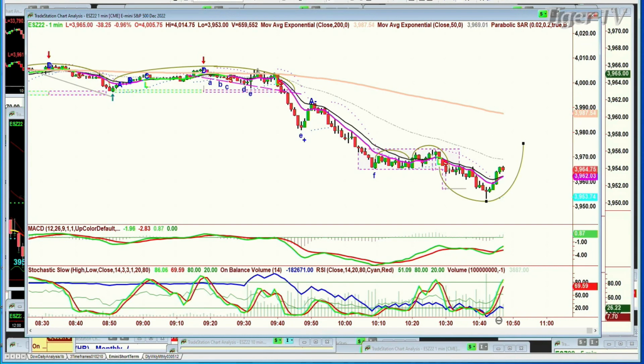Stochastic has really gone from way oversold to 69%. That's a good sign, but it's got to be able to sustain it. And I haven't got the 9 crossing the 14. All right, enough of that. Now, number of stocks we wanted to look at.